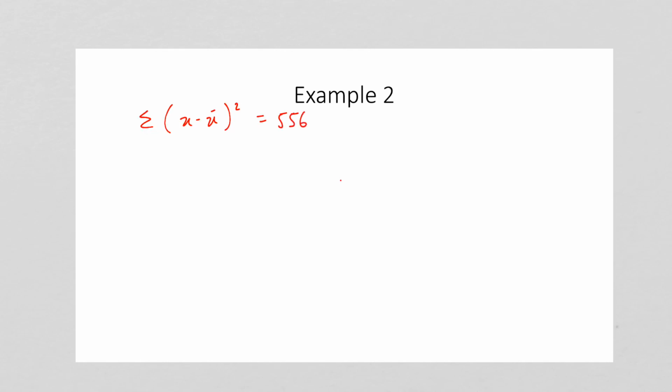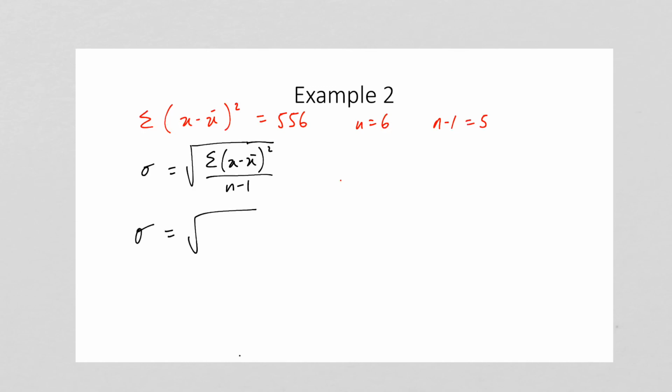So again, going to another page just for room, we said that sum of x take away mean squared is 556. We said that n is 6, so n take away 1 is 5. We can then plug that into our equation. So square root of 556 divided by 5, which is going to give us 23.47. So hopefully you got the same answer as me.